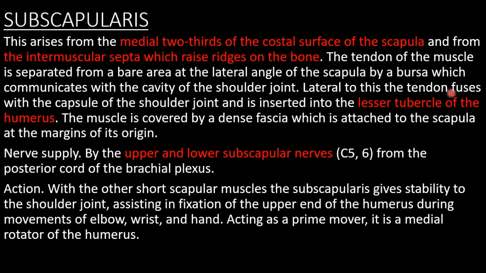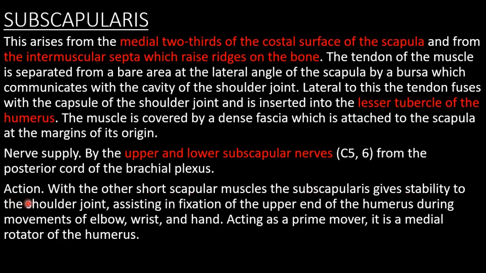Now, lateral to this tendon, it will fuse with the capsule of the shoulder joint and it is inserted into the lesser tubercle of the humerus, not the greater tubercle. It's the only rotator cuff muscle not inserted into the greater tubercle. It's inserted into the lesser tubercle. Now, the muscle is covered by dense fascia, which is attached to the scapular bone at the margin of the origin of the muscle. It is supplied by the upper and lower subscapular nerves, which originate from the posterior cord of the plexus.